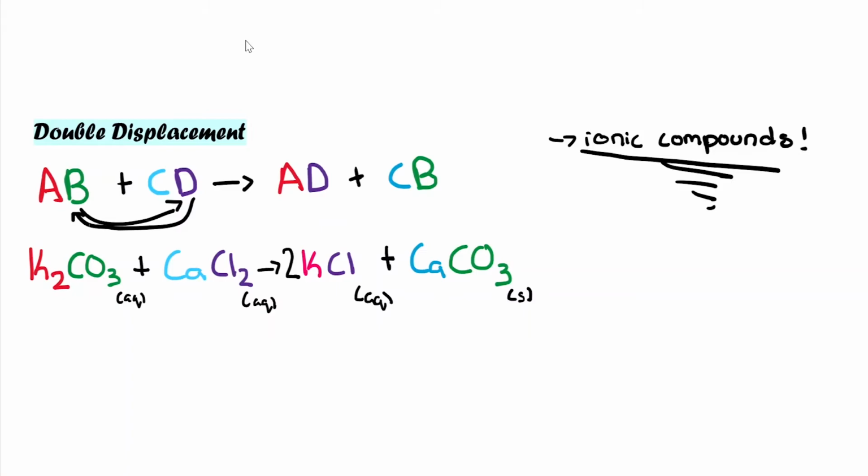The example we have here is potassium carbonate over here and calcium chloride reacting. What happens? These are going to switch places, right? Now you have potassium chloride and you have calcium carbonate. All right, so it's just these ions that switch places. The reason they switch places is because these reactions typically occur in aqueous solutions where the ions dissolve, so they become individual ions, and they can rearrange themselves in new ways.